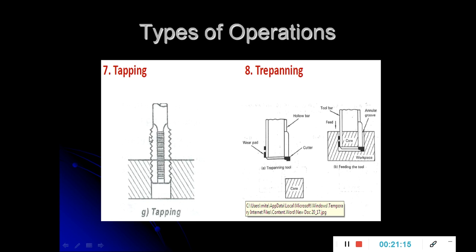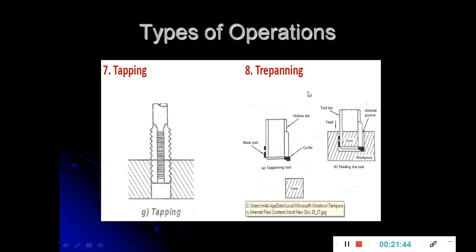The tap consists of sharp edges on its outer periphery. When these sharp edges come into contact with a soft material like mild steel, the threads are produced inside the hole. So this operation is known as a tapping operation. Remember, the tapping operation is used to produce internal threads in an already drilled hole.